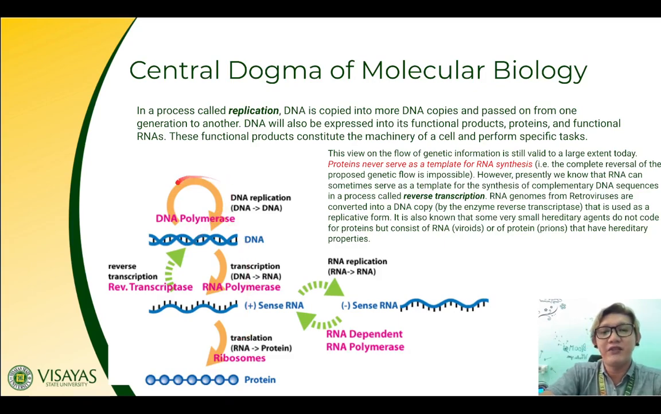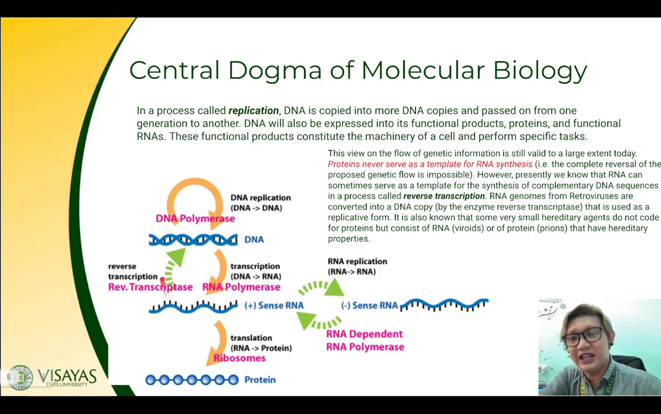So this view of genetic information is still valid to a large extent today. However, we can use RNA as a template to produce a DNA copy in a process called reverse transcription. Proteins, on the other hand, never serve as a template for the synthesis of RNA. So the complete reversal of this proposed genetic flow is impossible as of the knowledge today.